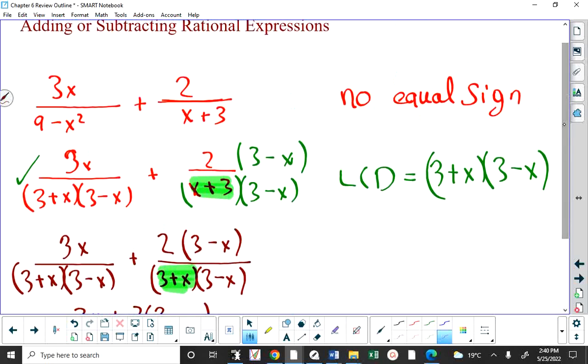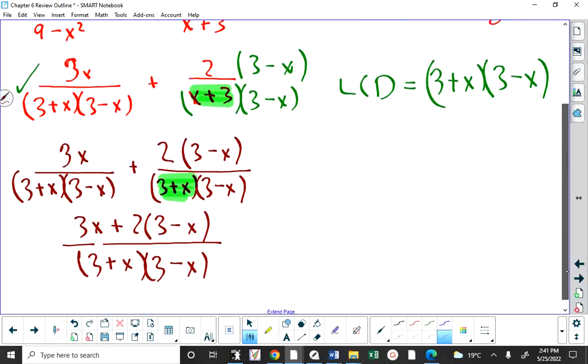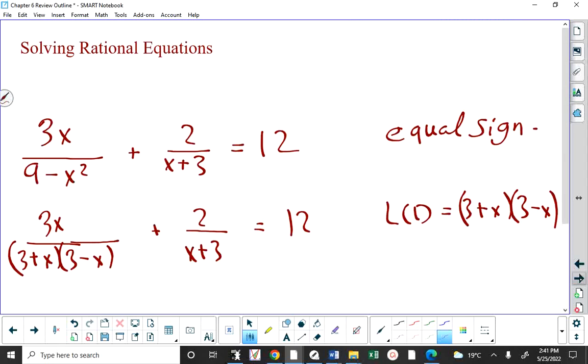There's no equal sign. You find a common denominator to get everything with that denominator so that you can combine the terms. All right? What do we do here? Why did we find the common denominator here? Miles.